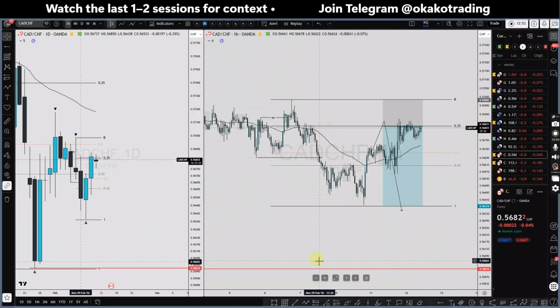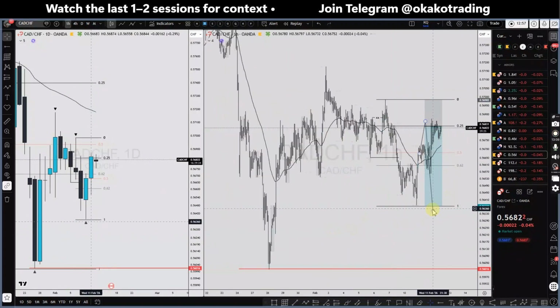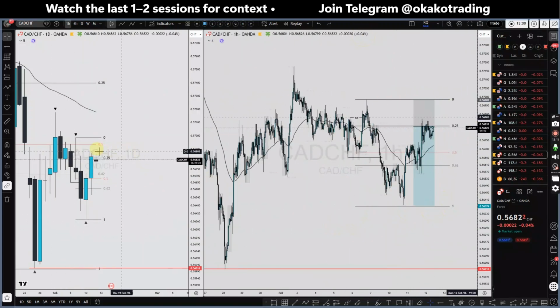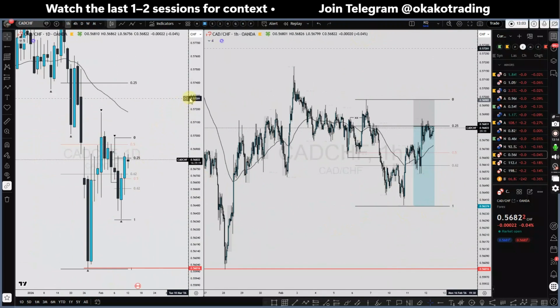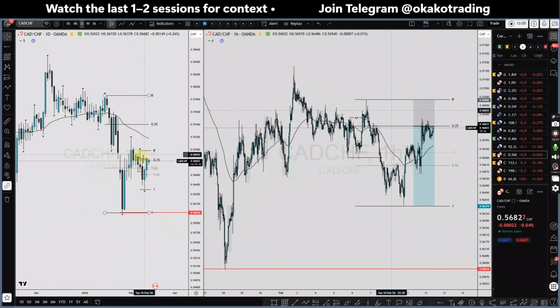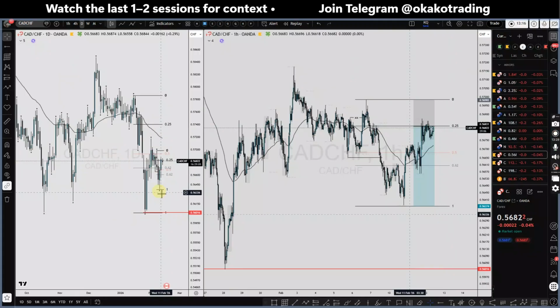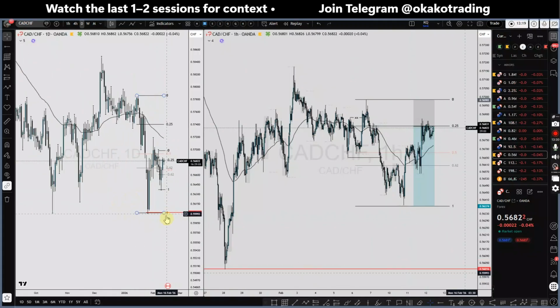Okay, CAD CHF. I'm looking for shorts here. I'm currently short in this one, but the daily bias looks bullish. We're currently inside a discounted price region. We're above 38.2 in a bearish trend where the price is trading below the 50 EMA. We can still look for these lows in the long term.